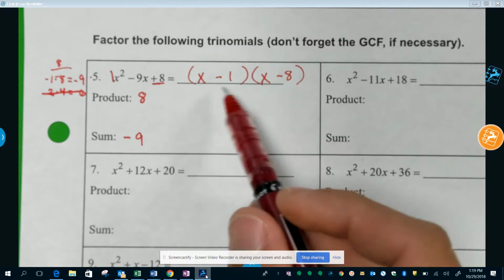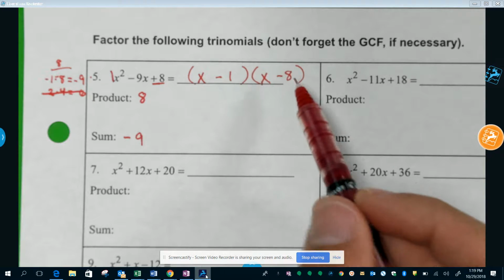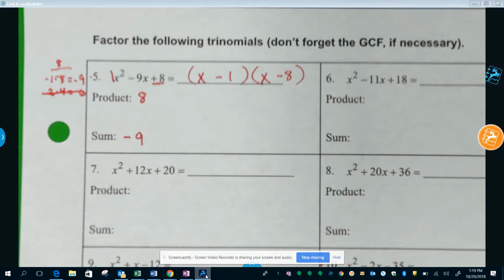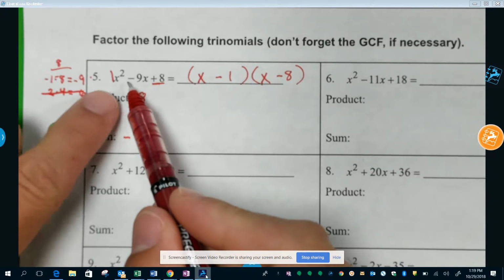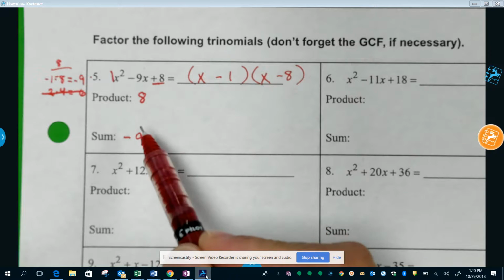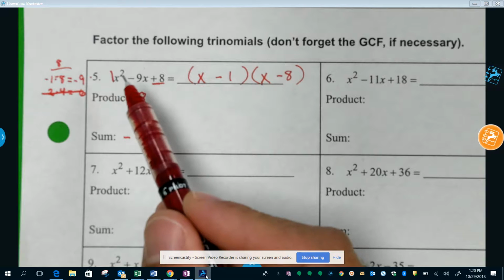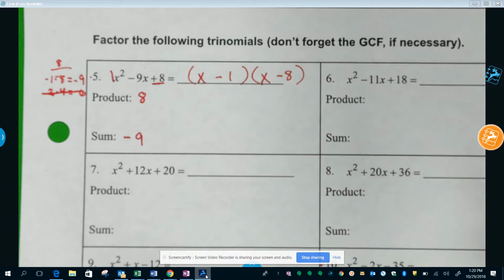And it doesn't matter what order you put it in. I could have put x minus 8 here and x minus 1 there. That would have been just fine. Okay, so if this would have said +9 in the middle, then I would need numbers that multiply to 8 and add up to 9. In that case, +1 and +8 would have added to a +9, and it would have been +1 and +8. So that is factored. We are finished there.